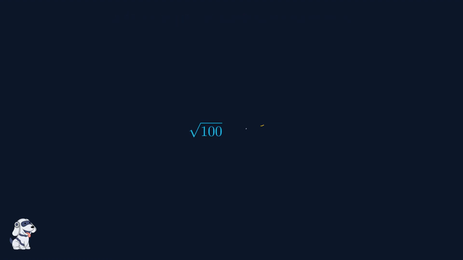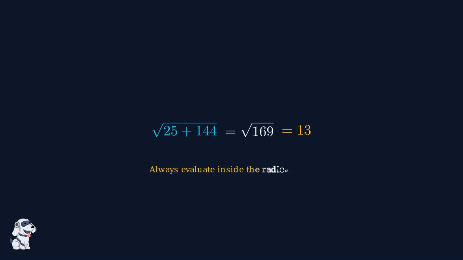Evaluating radicals is straightforward when identifying perfect squares. For the square root of 100, we seek the number that, when squared, equals 100. Similarly, the principal square root of 16 is 4. Because 4 times 4 is 16, the radical evaluates to 4. When evaluating expressions like the square root of 25 plus 144, the order of operations is critical. We must add the values inside the radical first.